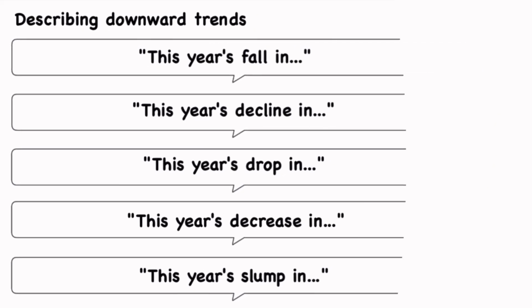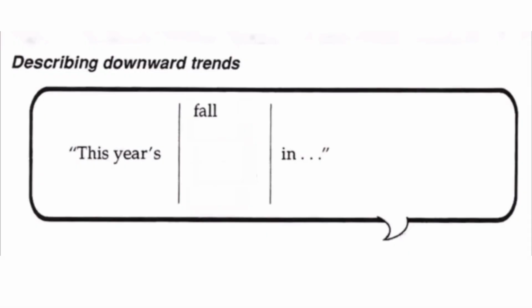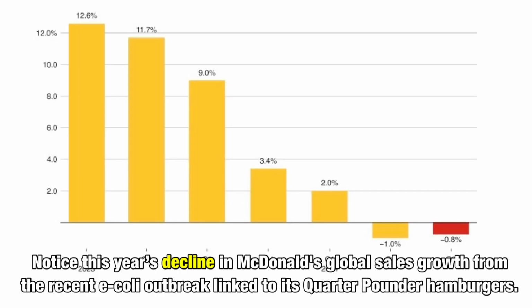Describing downward trends. This year's fall in. This year's decline in. This year's drop in. This year's decrease in. This year's slump in. Examples. Notice this year's decline in McDonald's global sales growth from the recent E. coli outbreak linked to its quarter-pounder hamburgers.